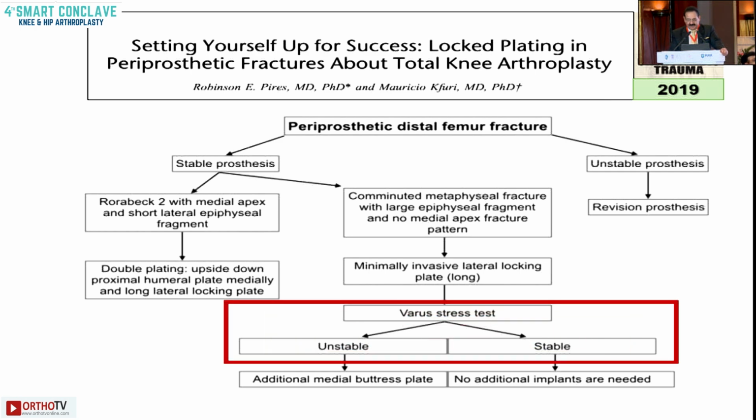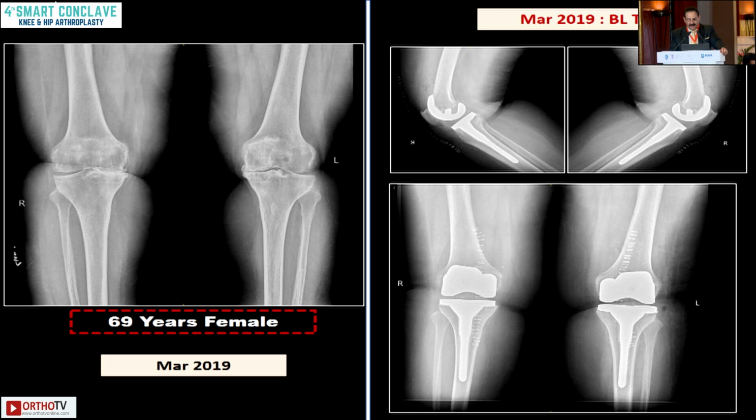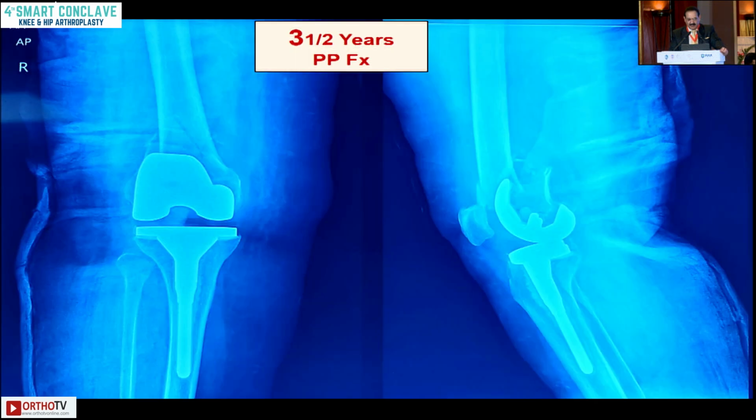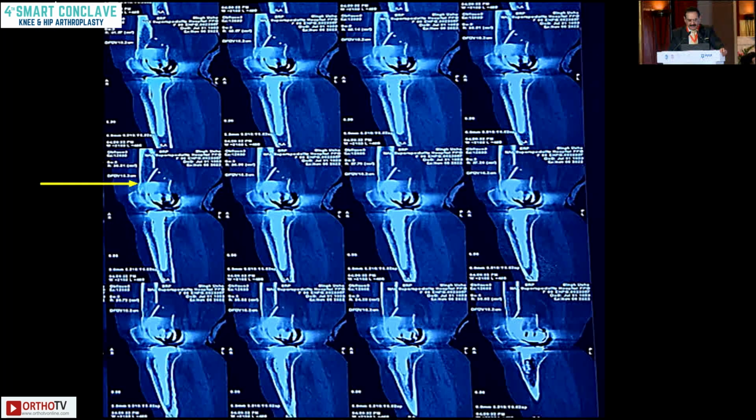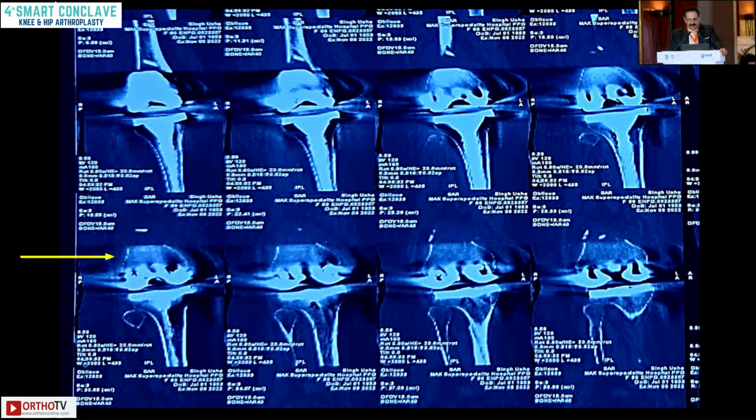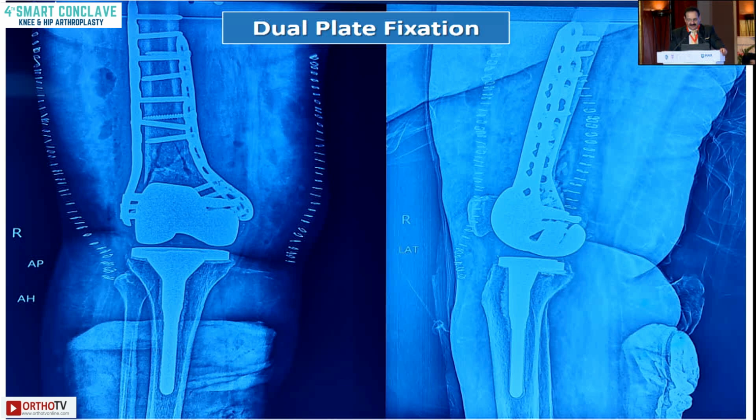Sharing a few examples with you. 69-year-old female, bilateral TKR done March 19. 3.5 years later, she reported to us with a periprosthetic fracture in the femur. CT scan shows available bone stock in the fragment. This is a sagittal cut and this is a coronal cut. Adequate bone available. Dual plate fixation was done.